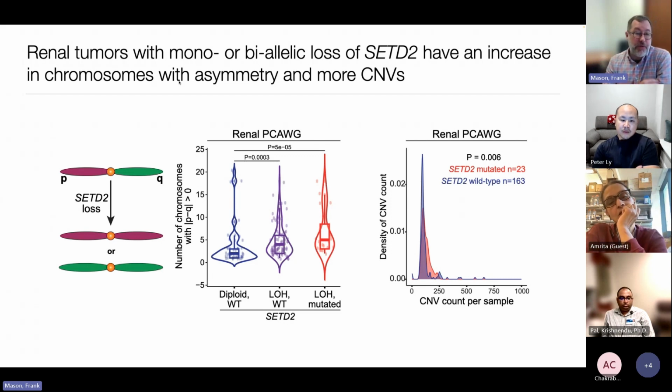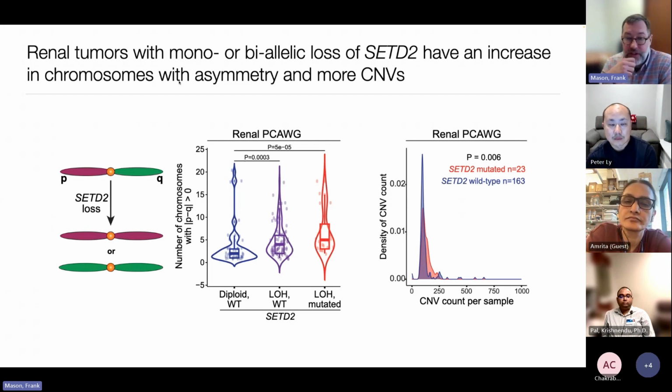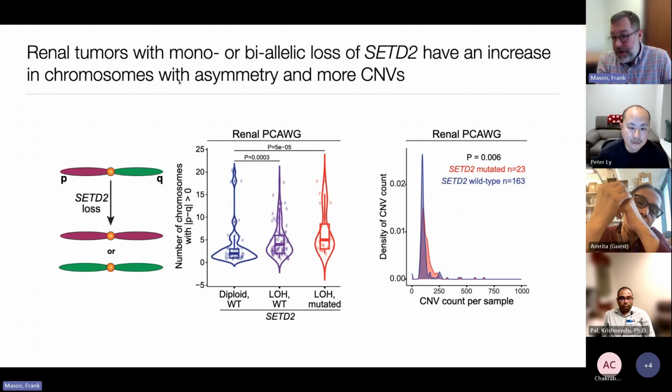And so to test whether this might be occurring in kidney cancer, we queried the renal PCOG data set to ask whether loss of heterozygosity, meaning loss of one copy of SETD2, or loss of both copies of SETD2 leads to an increase in the number of chromosomes with an alteration in the ratio of the P to Q arms. And indeed, that's what we see. We also see that the tumors with SETD2 mutation have an increase in the density of the copy number variants.